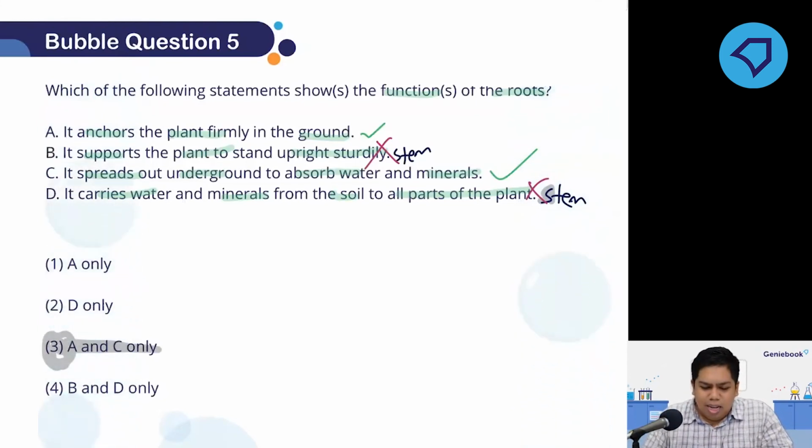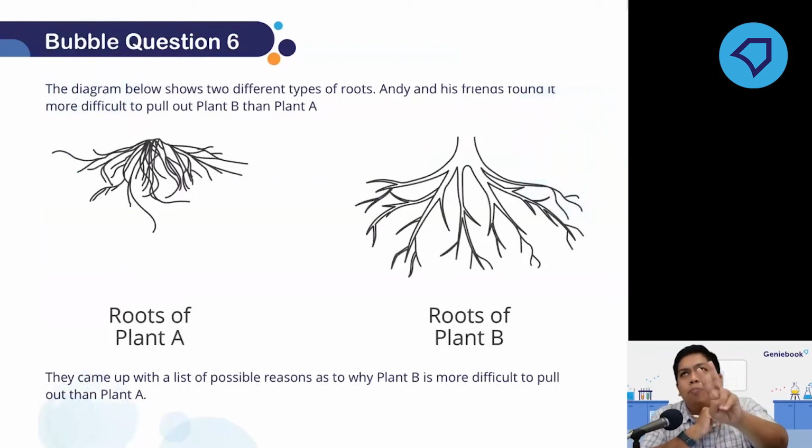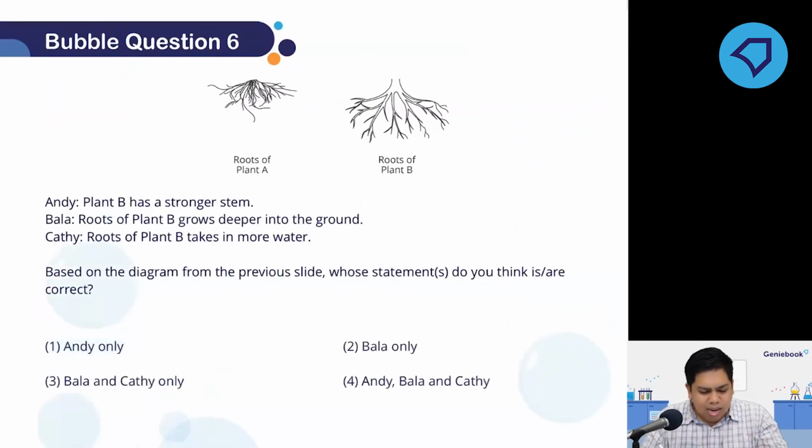All right, let's look at the next bubble question. This is a 2-page question, so please take note. The diagram below shows 2 different types of roots. We have roots of plant A looking like that and roots of plant B looking like so. Andy and his friends found that it is more difficult to pull out plant B than plant A. They come up with a list of possible reasons as to why plant B is more difficult to pull out than plant A. Let me show you the next page for this slide. So this is the list of reasons.